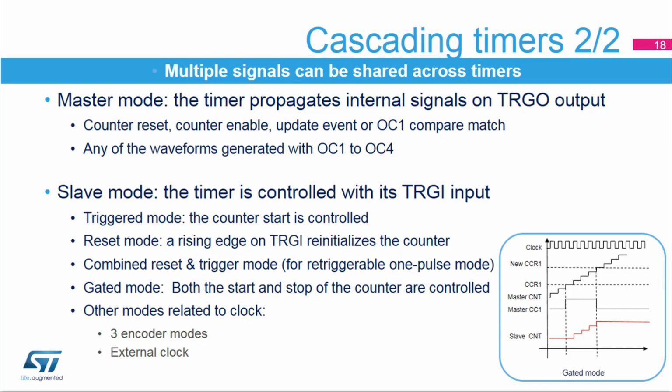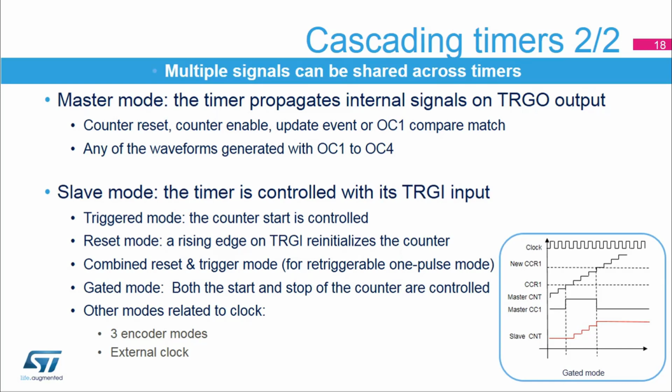In master mode, 8 options are given for selecting the trigger to be sent on the TRGO output. The output can be a single synchronization pulse issued upon counter reset, counter enable, which corresponds to the counter start, the update event, or the compare 1 match event. Alternatively, the TRGO output can also transmit one of 4 waveforms generated, including PWM signals, to the other timer modules. In slave mode, the timer operating mode is controlled by the TRGI input.